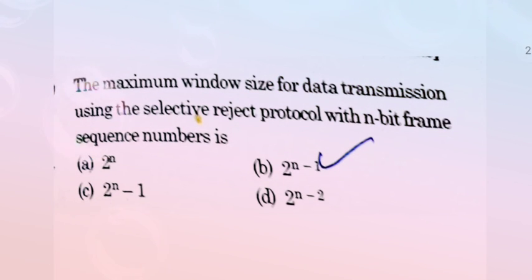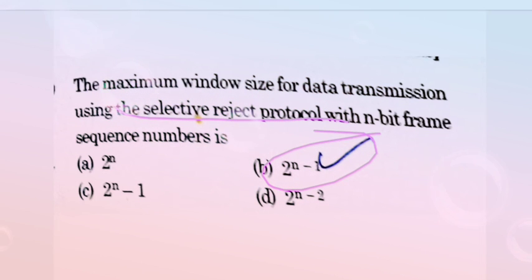The maximum window size of the data transmission using the selective reject protocol with n bit frame sequence number is? So we know that in the case of the selective reject protocol, the window size will be 2 to power of n minus 1. So option B is your correct answer. Now come to the next question.